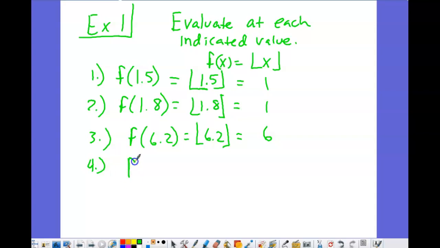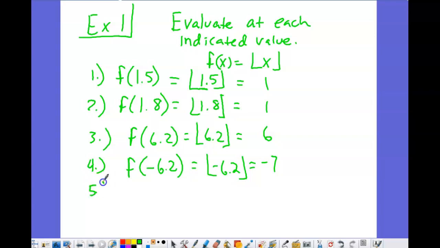It does get a little bit interesting when you plug in negatives. So let's say I plugged in negative 6.2. Guess what the answer is? The answer is negative 7. It's not negative 6. Here's why. Remember, we're rounding down. If you round this to negative 6, you actually rounded it up because negative 6 is greater than negative 6.2. So we want to round it down. The nearest integer below negative 6.2 is negative 7.